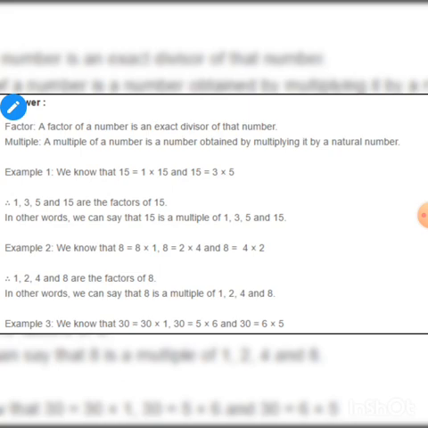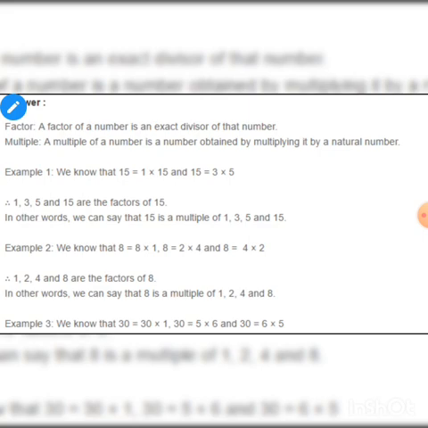Now you will ask how we are relating factors and multiples. They are interrelated with each other. Every factor and the number are related with each other. The number is a multiple of that factor, and that factor actually divides the number exactly, so it is the factor. So they are correlated with each other.